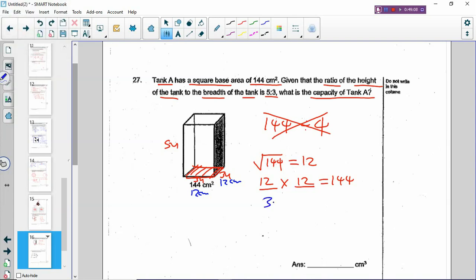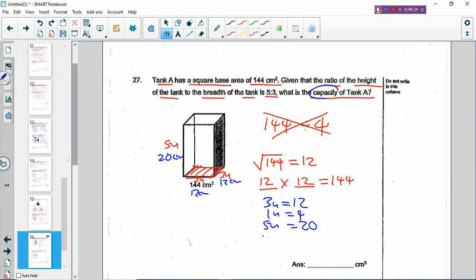So the diagram tells you that 3 units is equal to 12 cm. Then of course you find 1 unit. And then you can find the height. The height is 5 units, which is 20 cm. So once you know the height, then can you find the capacity?